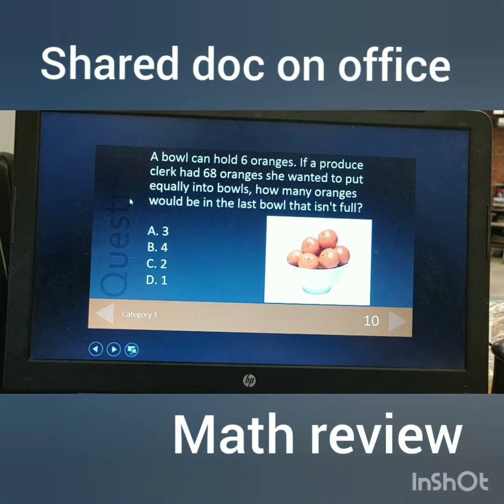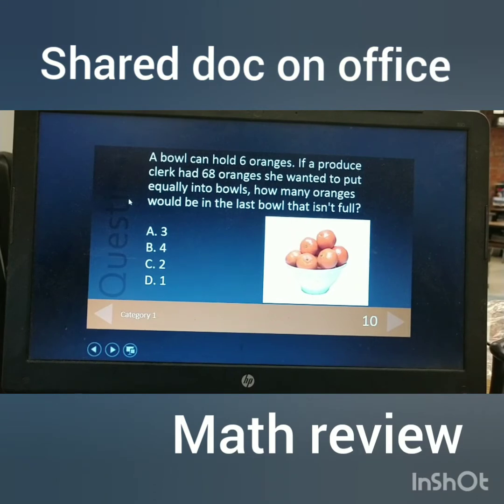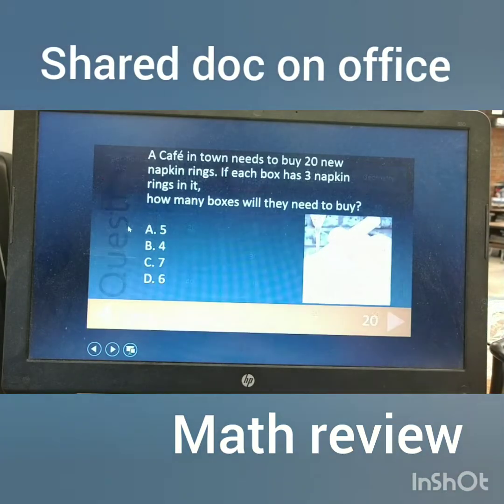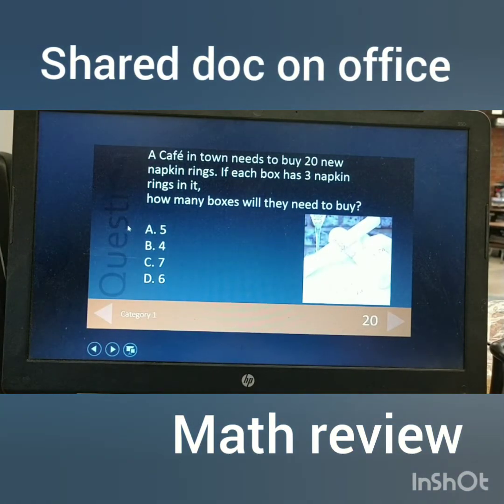So we've got our operations and algebraic thinking for 10. A bowl can hold 6 oranges. If a produce clerk has 68 oranges, she wanted to put equally into bowls. How many oranges could be in the last bowl that isn't full? 20. A cafe in town needs to buy 20 new napkin rings. If each box has 3 napkin rings in it, how many boxes will they need to buy?